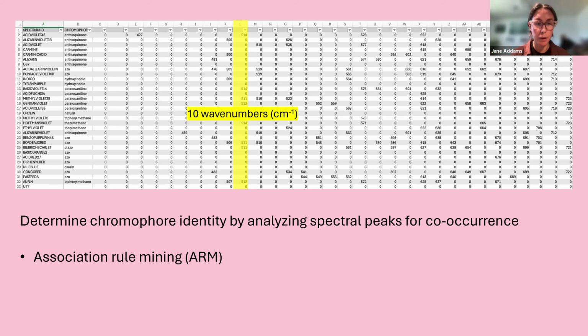I essentially turned it into a presence/absence for each peak. So, did this sample have something here? Yes or no? I pulled this into R, which is a programming environment that's mainly used for data analysis. And I used a technique called association rule mining. This is also called market basket analysis.